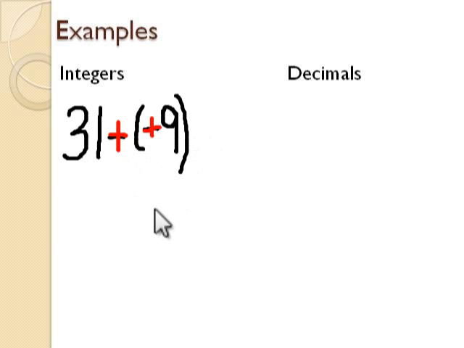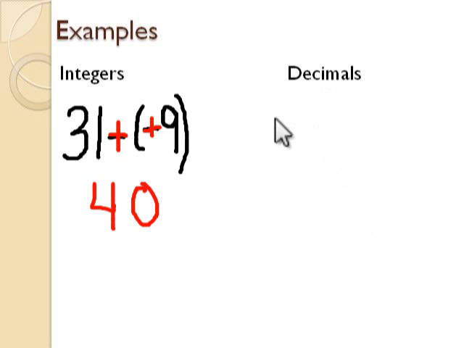And 31 plus 9 is a problem you've been doing since you were in 2nd grade probably, or maybe even 1st grade. 31 plus 9 is 40. And that is the end of the problem. Okay, so let's move on to doing a decimal example.